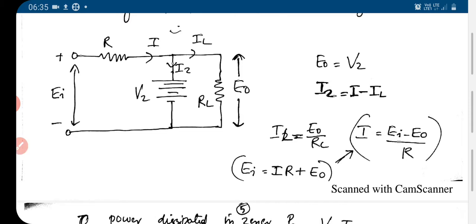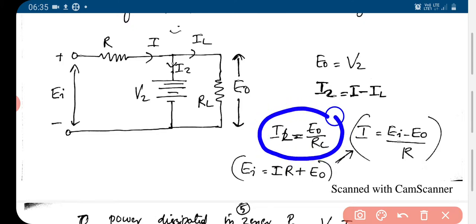So now we can find IL and Iz. First of all we find IL, the current passing through the load RL. That will be simply E0 by RL, where this E0 is Vz. So we have found the current passing through the load.